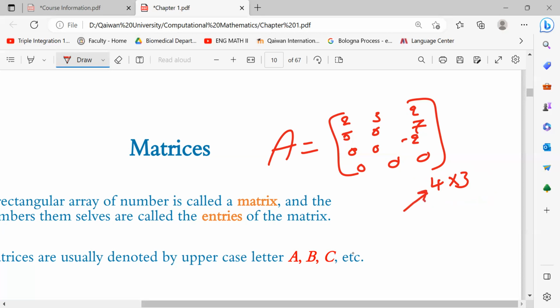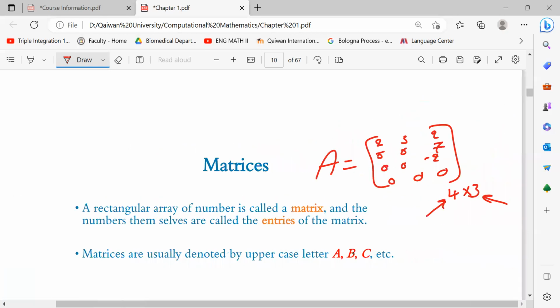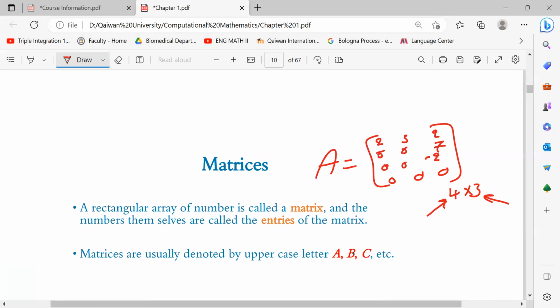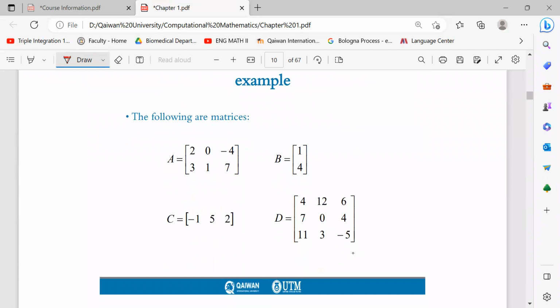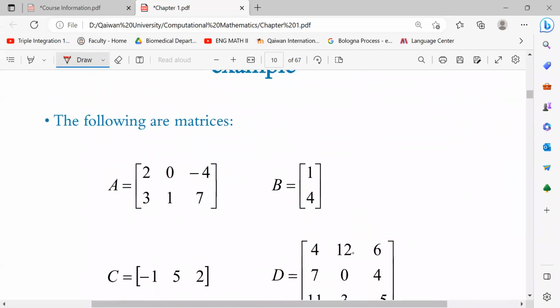Always the first one is the number of rows and the second is the number of columns. And we usually use capital letters for matrices, A, B, C, and so on. Here you have these matrices. Look, A equals this. This is a matrix. How many rows do you have? 2. And columns? So it's 2 by 3.